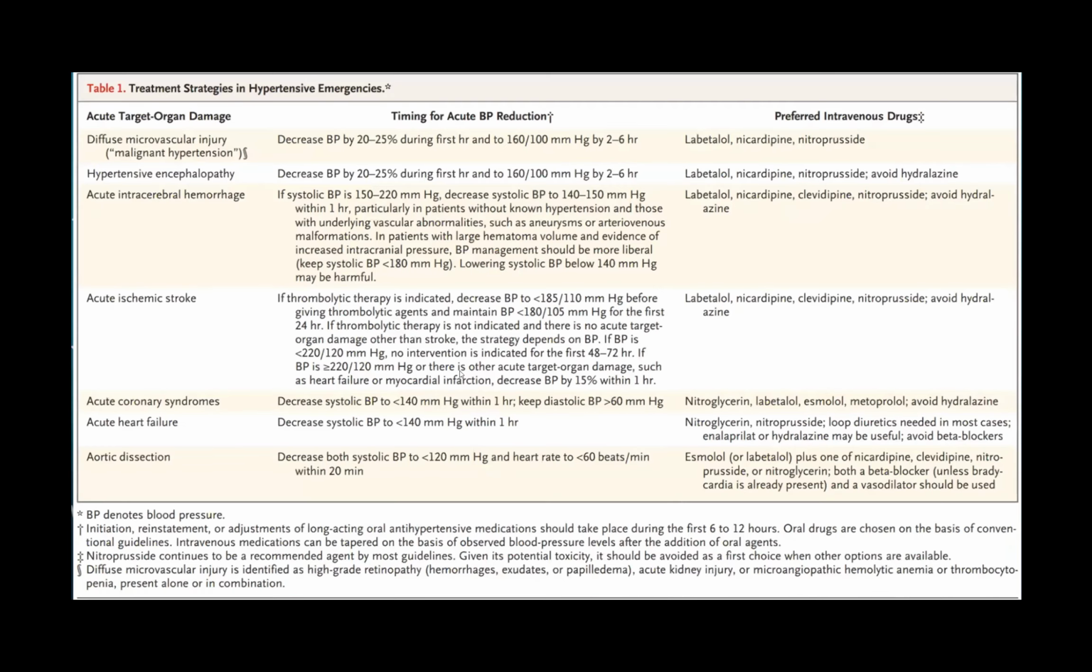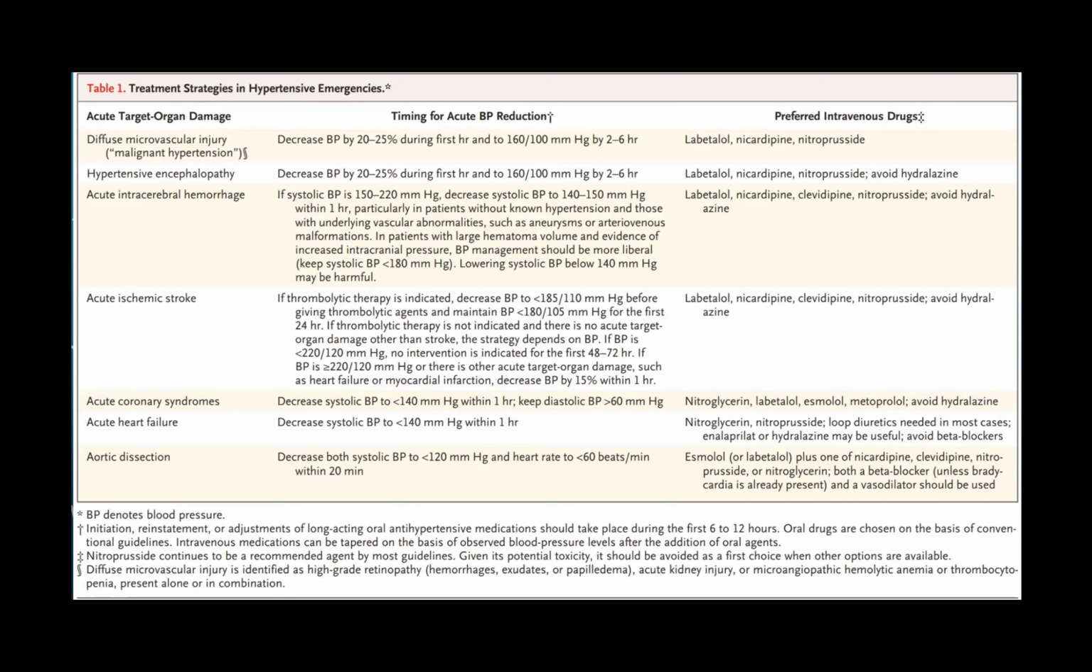Now, in terms of treatment strategies for patients with hypertensive emergency, it's not a one-size-fits-all approach. You can't have the same blood pressure reduction goal for everyone. There are certain nuances to it. I think this table is a very good summary of what kind of target organ damage you're dealing with, what kind of agent you can use, and what your goal for blood pressure reduction is. So for example, I want to bring your attention to intracerebral hemorrhage and acute ischemic stroke.